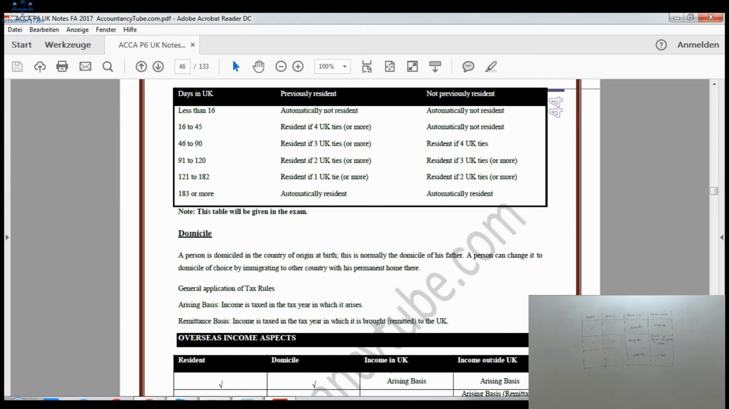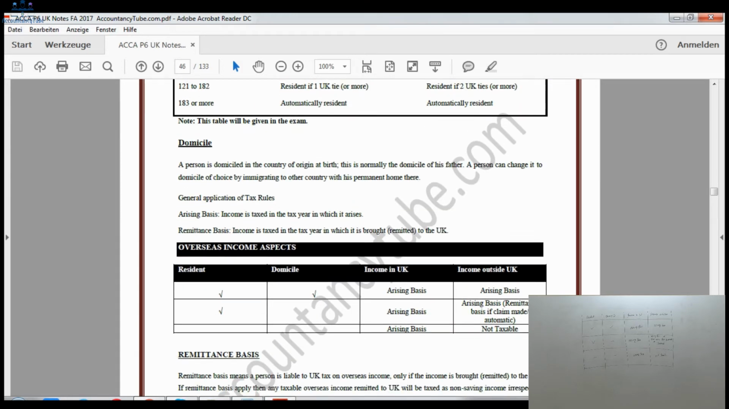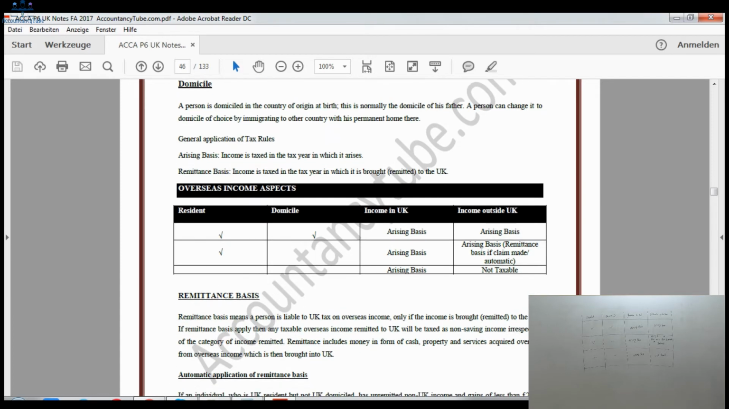Now I have made the table on the board, which you can note down later as well. That's exactly the same table that is given to you in the notes, on the same page which I have shared with you through the screen. Now this table I have presented on the board. Please make sure you note down this table.